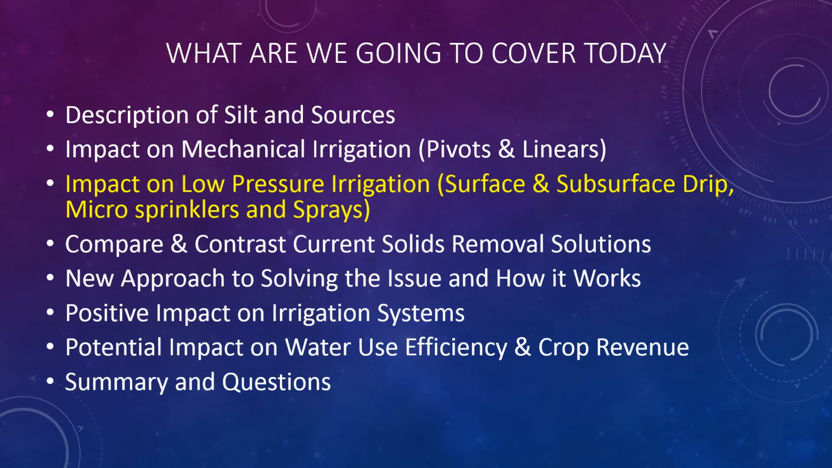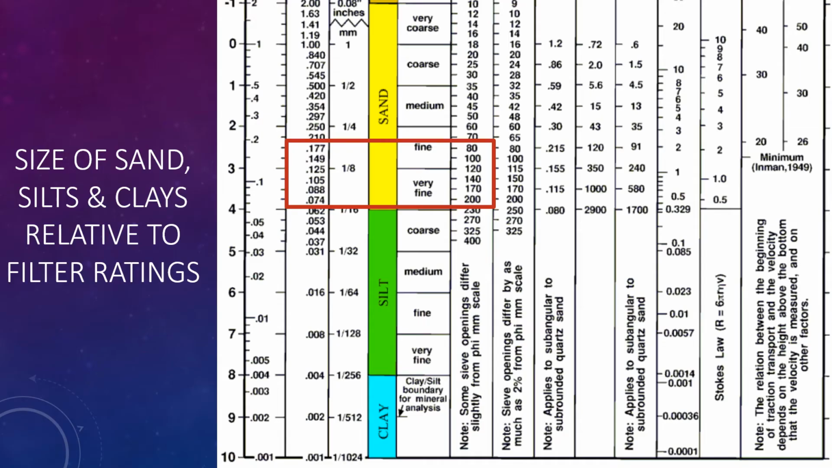So next we'll take a quick look at the impact on low pressure irrigation in terms of surface, subsurface drip, micro sprinklers and sprays, both the filtration and the actual irrigation systems themselves. So let's look at the normal size of filters provided in the irrigation world and compare that mesh versus microns, and this is 177 micron to 74 micron. And note this is all sand in this area as shown by this color code.